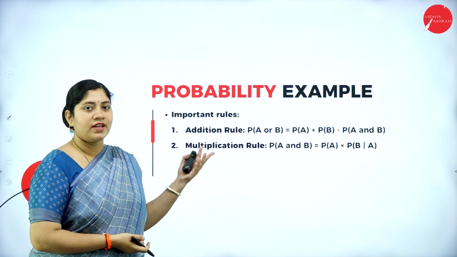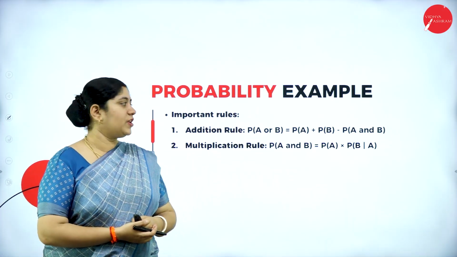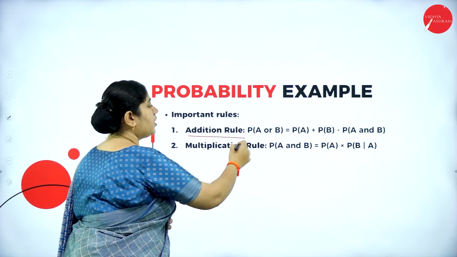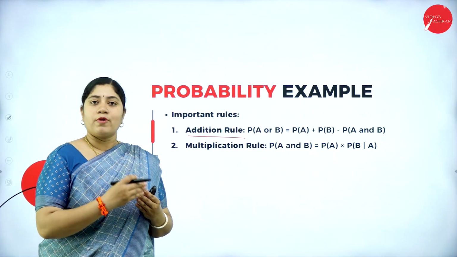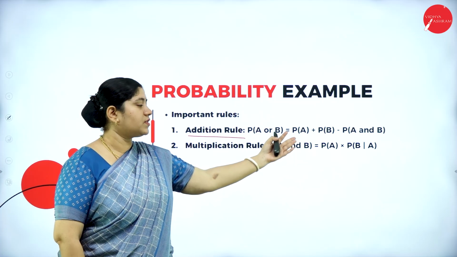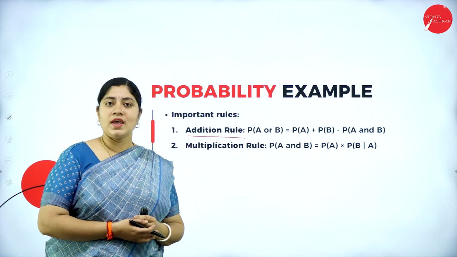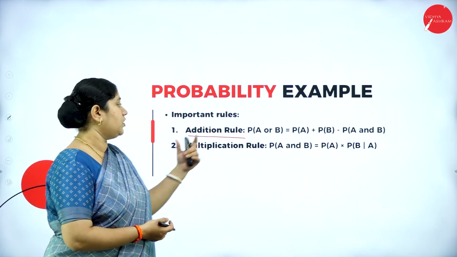Next, moving forward, let's understand the basic rules of probability. The first one is the addition rule, where we can see the probability of A plus B, or A or B, can be defined as P(A) plus P(B) minus P(A and B). So this is the addition rule.